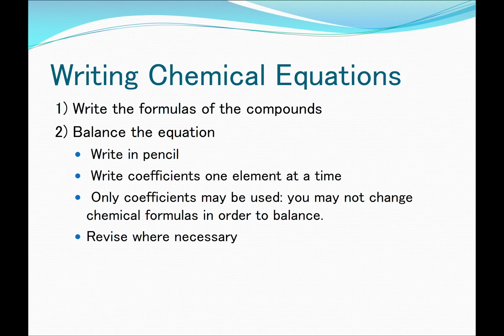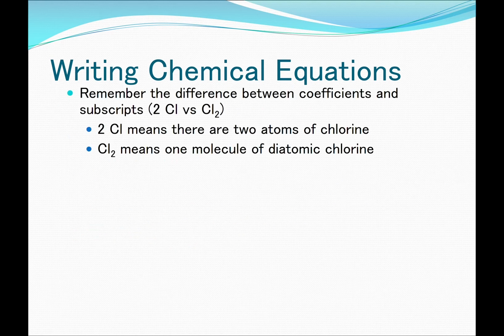To reiterate, we can only use coefficients. We cannot change chemical formulas in order to balance. We can't say H2 does not equal 2H. The last part here says revise when necessary. This will happen a lot. That's why we want to use pencil. You'll be doing a lot of revising. There's not a great technique to do this. It does take a little bit of practice to get used to it, but there's no real tried and true way of doing it the same way every single time.